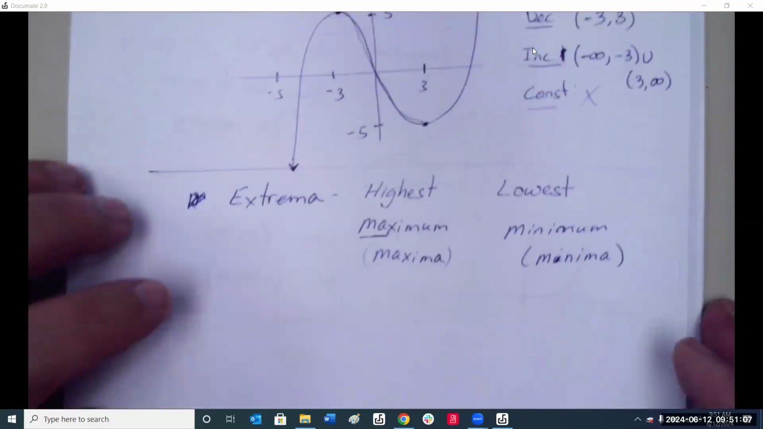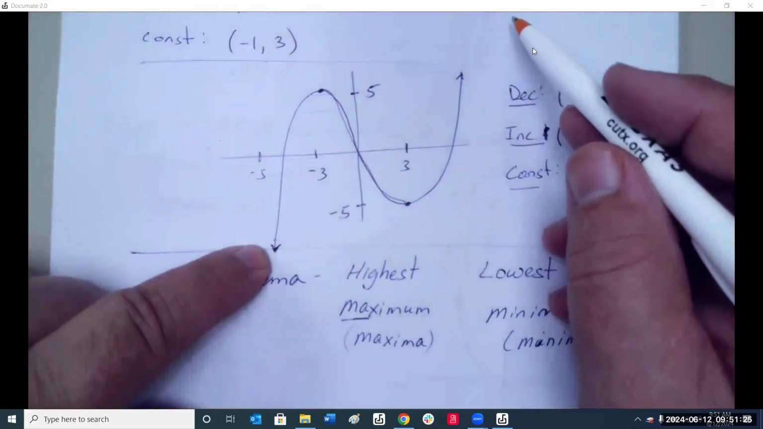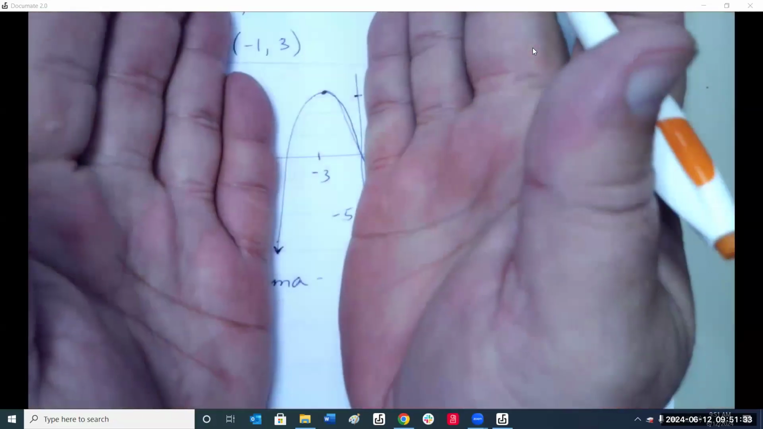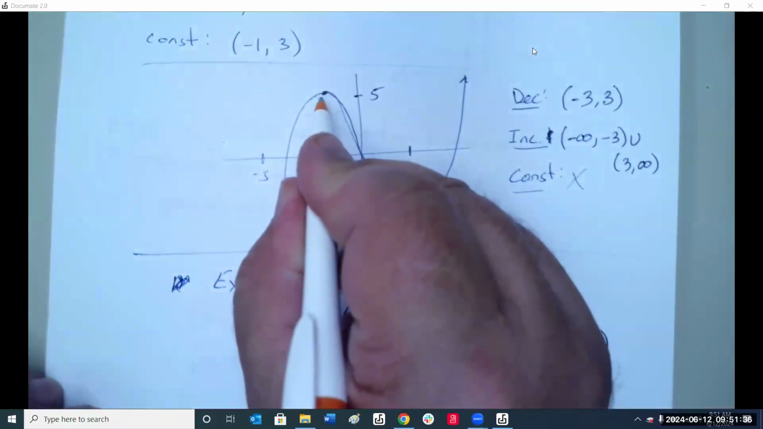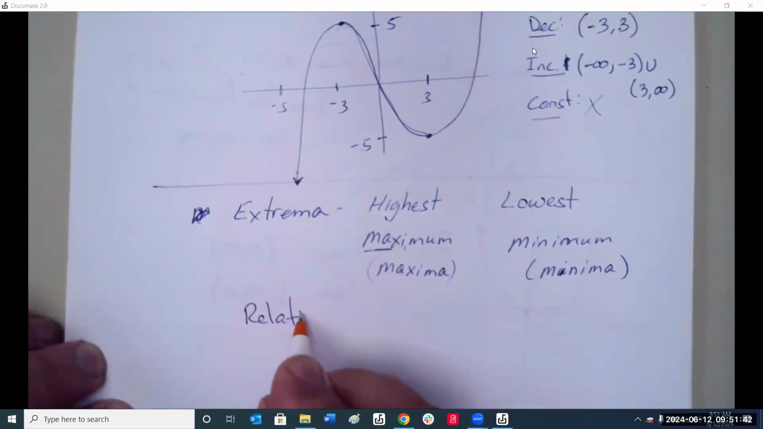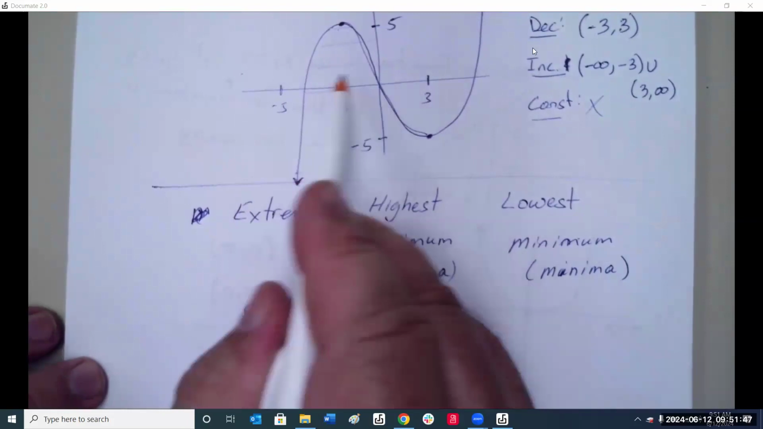So do we have in our graph here a maximum or a minimum? Wouldn't maximum be infinity? Very good, I'm glad you said that, because the graph goes on forever. We have no absolute maximum or minimum because the graph keeps on going. What we do have, because it's only the small area here, is a maximum because it's the highest of that point. It's what's called a relative maximum. It's relative to a small domain.